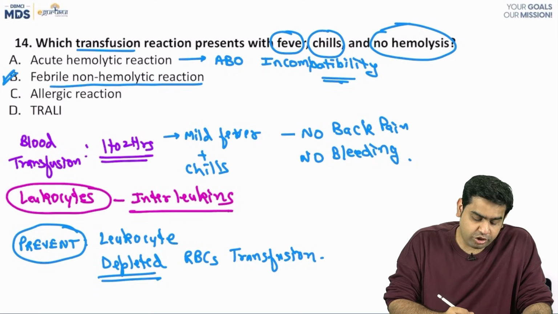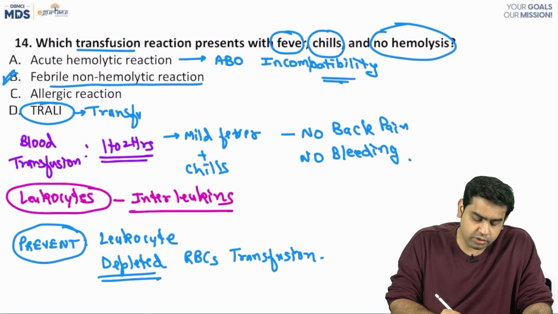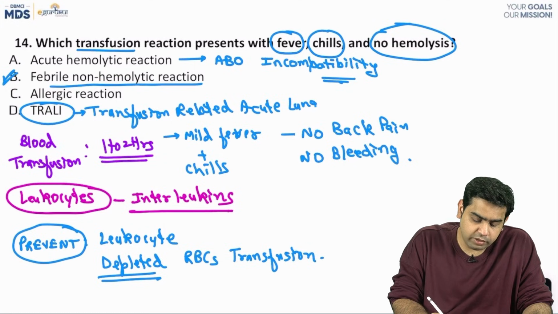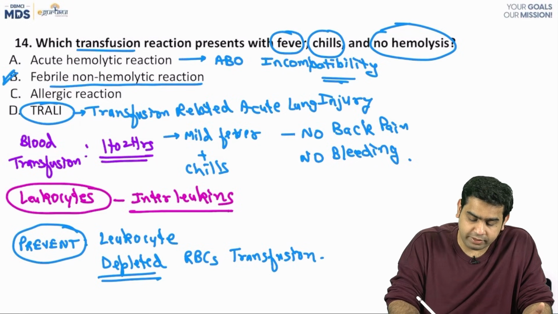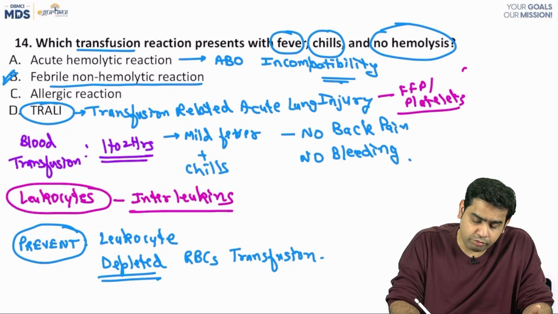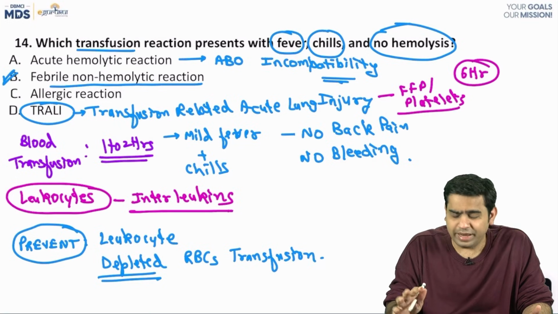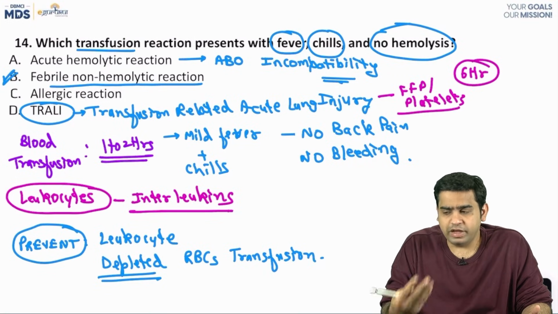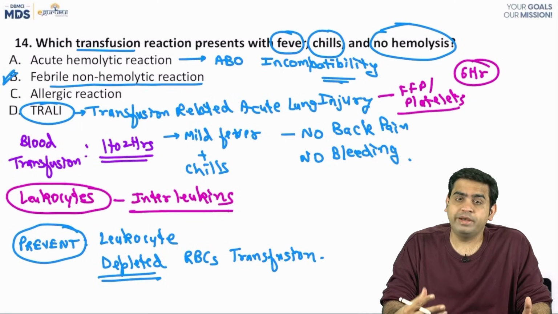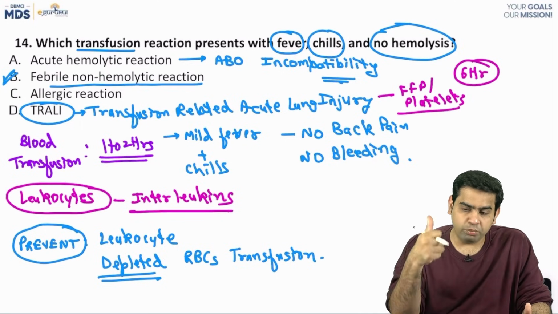That's fine. Allergic reaction can happen. That's okay. And the TRALI is a transfusion related acute lung injury. Now, this happens usually, not always, when you transfuse, let's say, FFP or platelets. And this is going to take around 6 hours, like within 6 hours from the transfusion of the FFP or the platelets. And here predominantly the symptoms will be respiratory. The patient will not be able to breathe.